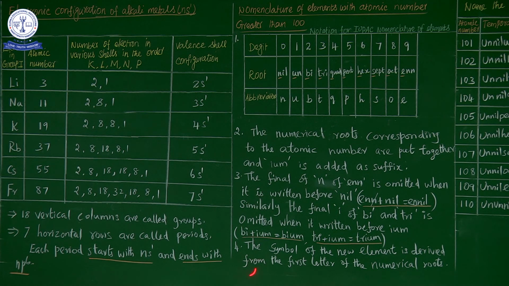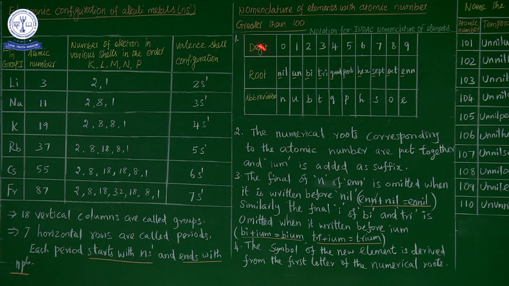Then the fourth rule is the symbol of the new element is derived from the first letter of the numerical roots. We have given the numerical abbreviation: the numerical root word for 0 is nil, and its first letter n is the abbreviation. Before giving the name, after the discovery of a new element, we use the general form by the rules followed by the IUPAC system. So we give the name according to the IUPAC system.